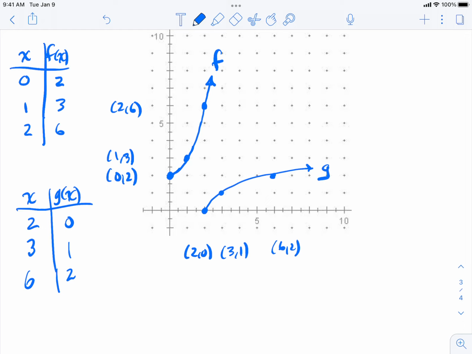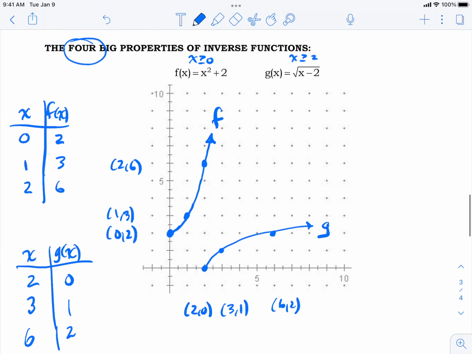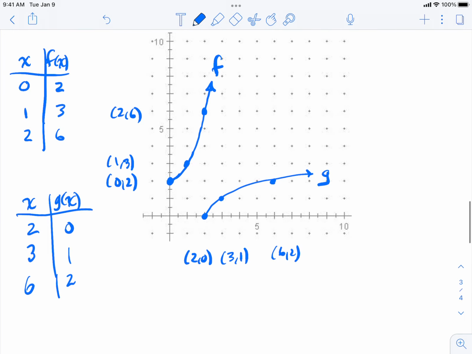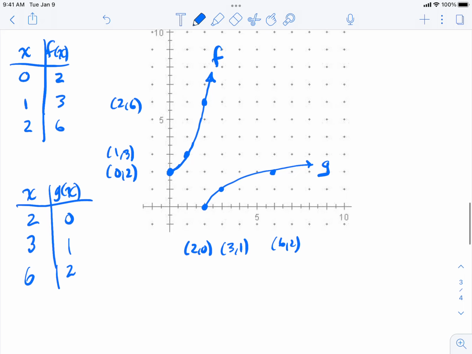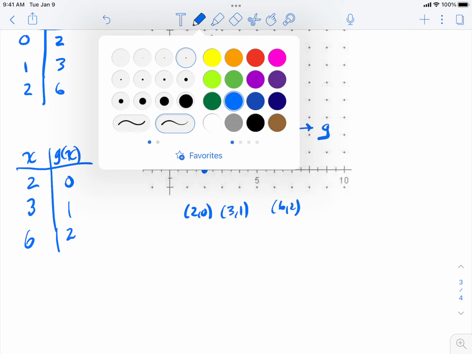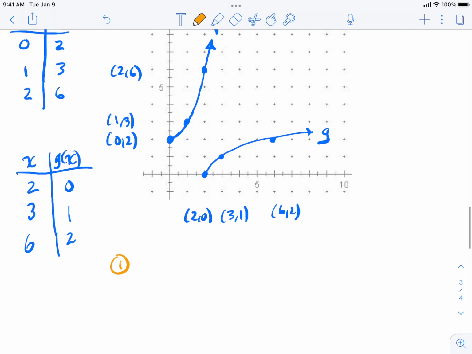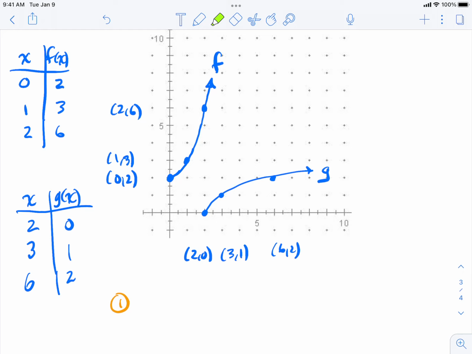Looking at these two graphs here, what do you notice? There are, does it say it at the top? It does. There are 4 big properties of inverses, and you should be able to just look at this and see 3 of them anyway, if you look hard enough. What's the first thing you notice? First thing I notice, right away, actually, is look at this point: (0, 2), (2, 0). (1, 3), (3, 1). (2, 6), (6, 2). It's like the x's and the y's are just kind of changing roles or something.